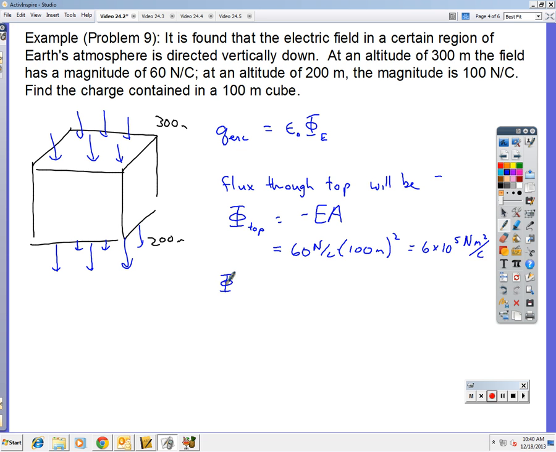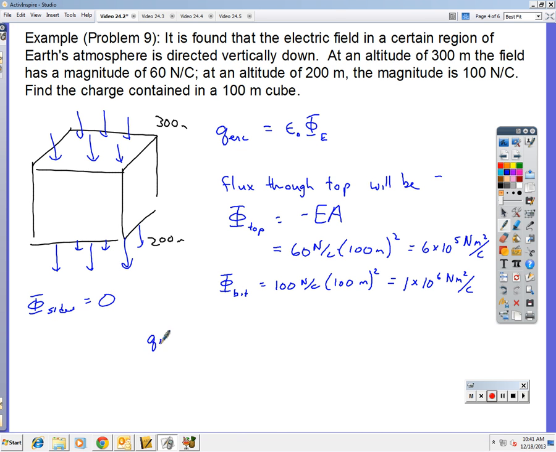Now the flux through the bottom will be positive because it points outward, and that will be the field at that location, 100 newtons per coulomb, times the area of the bottom of the cube, and that works out to be 1,000,000 Newton meters squared per coulomb. If we look at the flux through the sides, we'll see that the field lines don't actually pass through the sides of the box at all. So the flux through the sides is equal to 0.